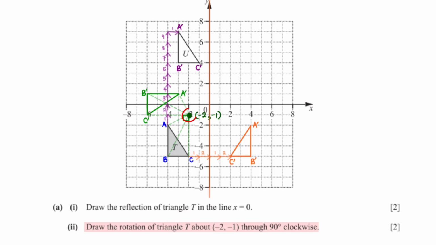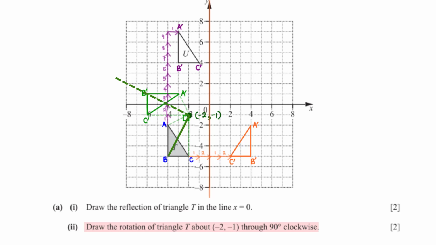First, we need to mark the center of rotation, which is the point -2, -1. Then we rotate each vertex on triangle T 90 degrees in the clockwise direction about this center. This means if, let's say, we pick point B, we draw a line from point B to the center of rotation. Then we measure and mark 90 degrees in the clockwise direction from this line.